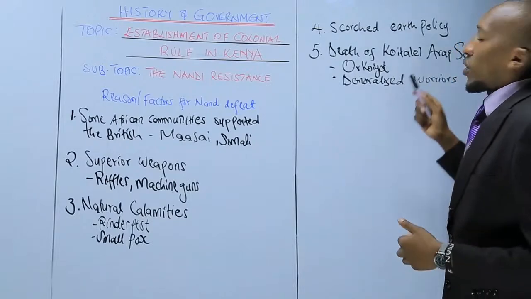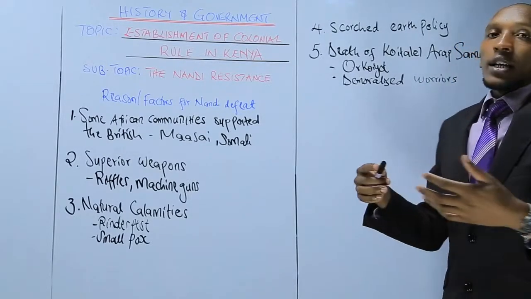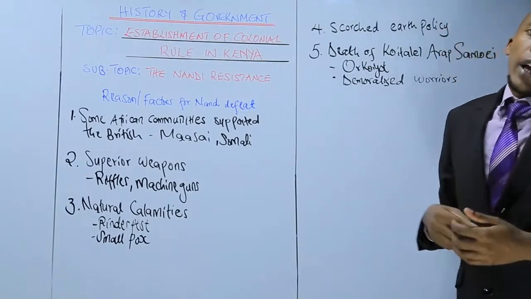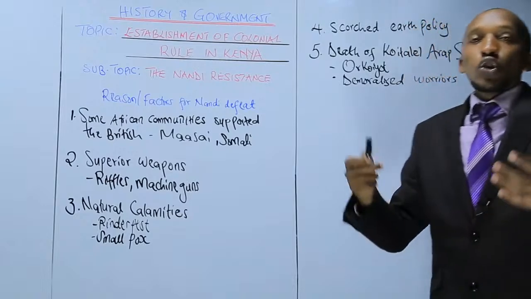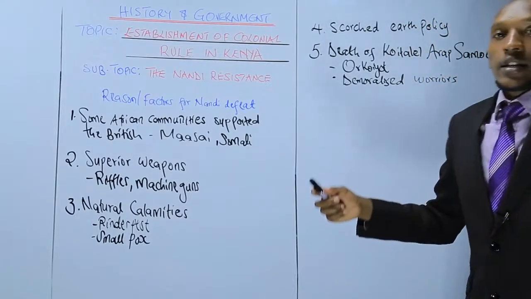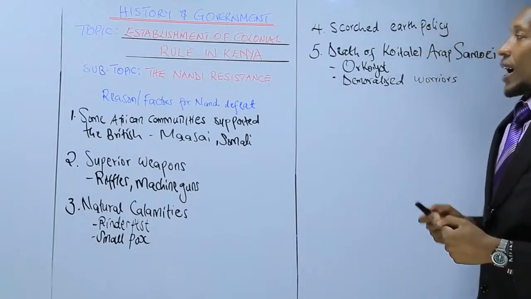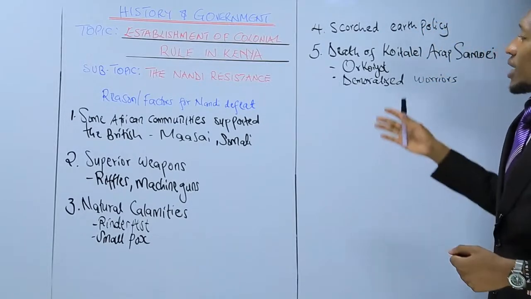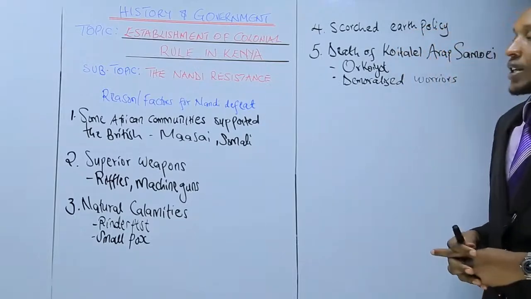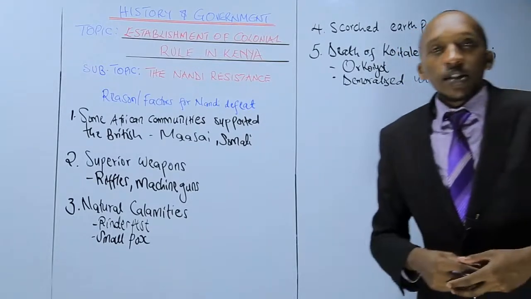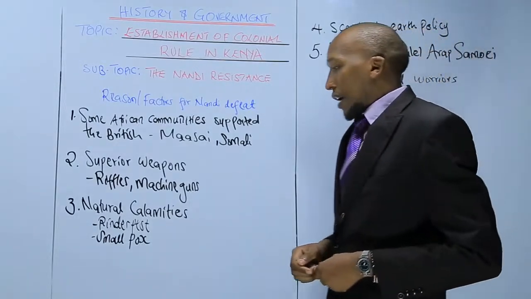So the death of Koitalel Arap Samoei was, we could conclude, the final nail in the coffin of the resistance of the Nandi, because they were now unable to effectively fight against the British. So these are some of the reasons that contributed to them being ultimately defeated. And as we mentioned in our last lesson, they were defeated in the year 1905.